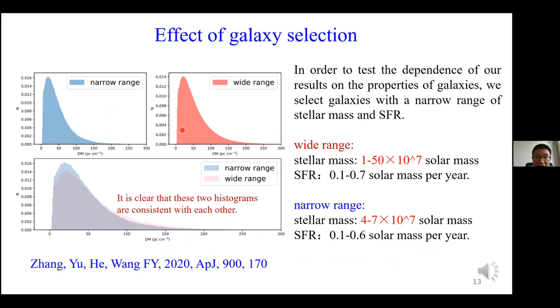We also discussed the effect of galaxy selection. We use the stellar mass in a wide range, for example, from 1 to 15 times 10^7 solar masses. We also choose a narrow range for the stellar mass, between 4 and 7 times 10^7 solar masses. The histograms show the results for the two cases. We can see that these two histograms are consistent with each other. So our result is almost independent of the galaxy selection.